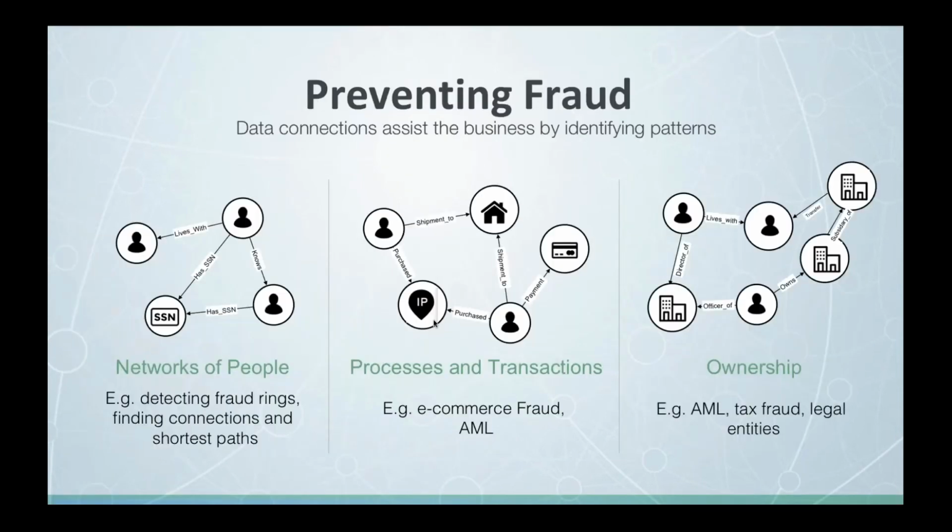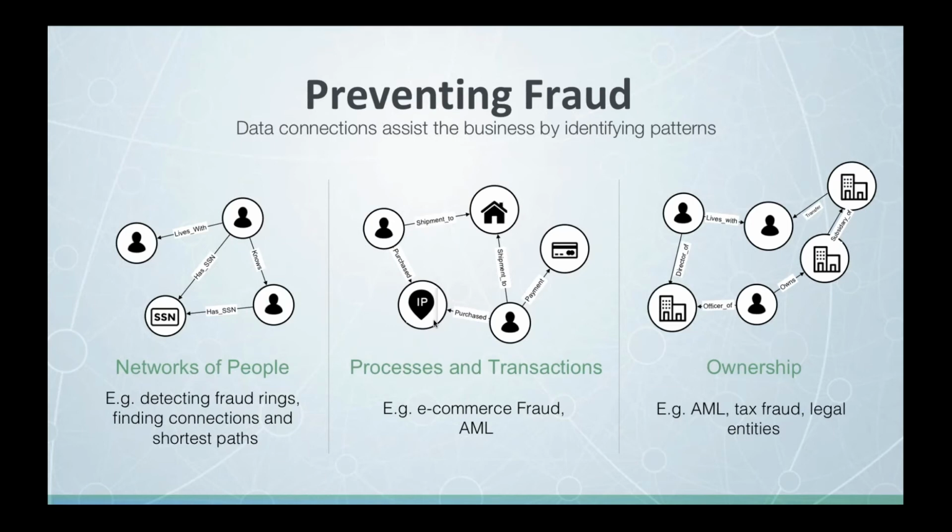So if you want to avoid fraud from happening, you have a good chance by using the connections within the data, such as for networks of people, detecting fraud rings and finding connections by using, as an example, the shortest path between two entities and analyzing where connections end, such as more than one incoming connection to a social security number. So the idea might be that a social security number can only be connected to one person, but if you have two outgoing connections in a graph, then you can detect that something is wrong.